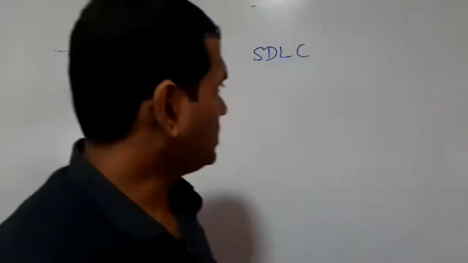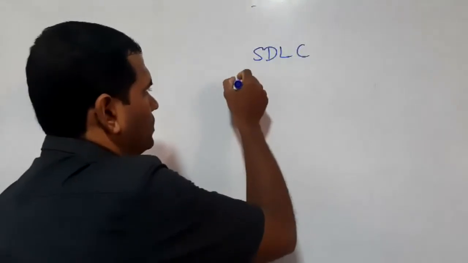SDLC has 6 phases, 6 steps, right? Every step has to be carried out one after the other. We started the first phase, that is identification of requirements. The second phase would be designing the solution. Third, coding the solution. Fourth, testing and debugging. Fifth, deployment. And finally, maintenance, right? So let's take the first one, identification of requirements.